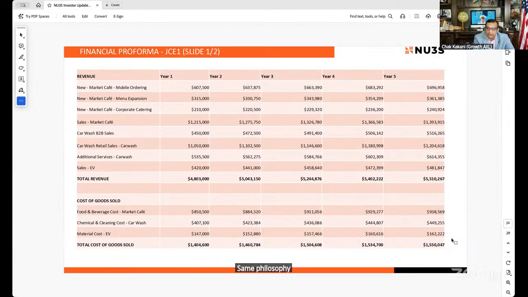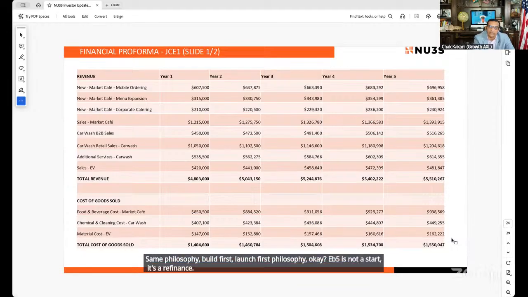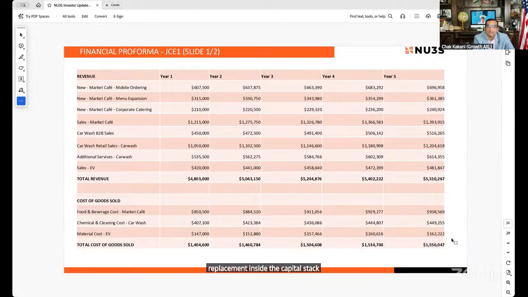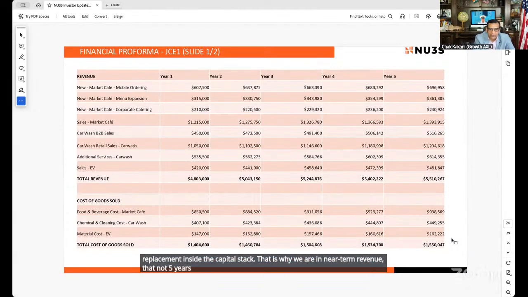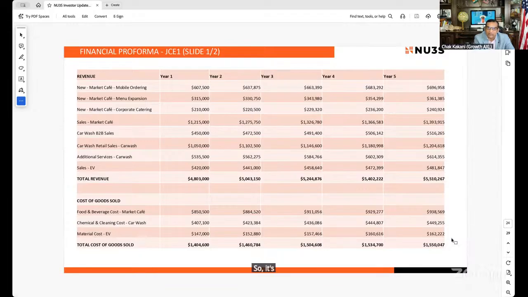Build first, launch first philosophy. Okay, EB-5 is not the start; it's a refinance replacement inside the capital stack. That is why we are in near-term revenue, not 5 years from now revenue, like you see in many projects. So it's built, staffed, revenue ready, in a couple of weeks.